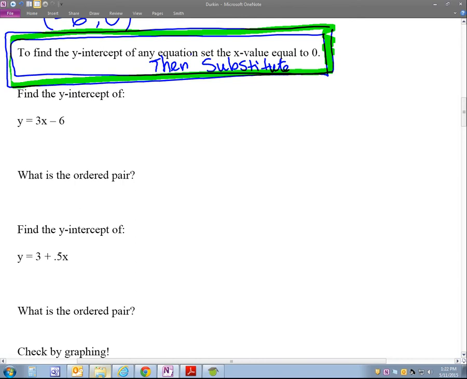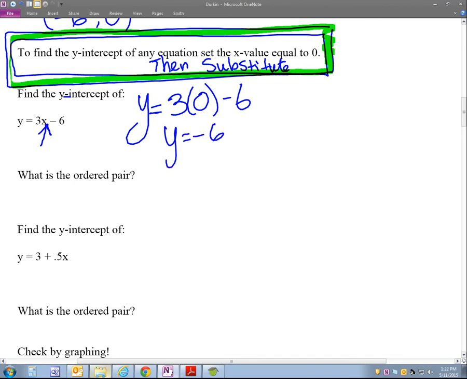All right, find the y-intercept. So as it says above it, since we're trying to find the y, that means that the x is going to be 0. These ones are so simple. These ones are so much easier and faster. Boom. What's 3 times 0? 0. So here's our answer. Y equals -6. Yes, sir?